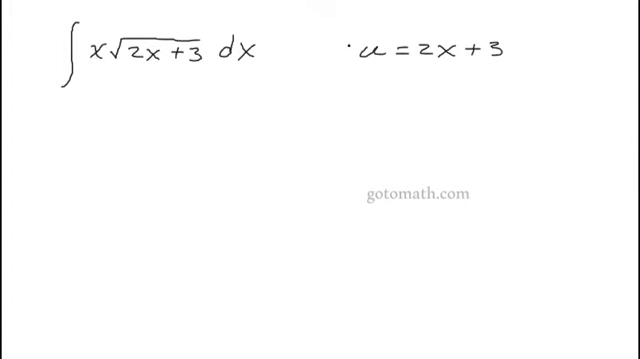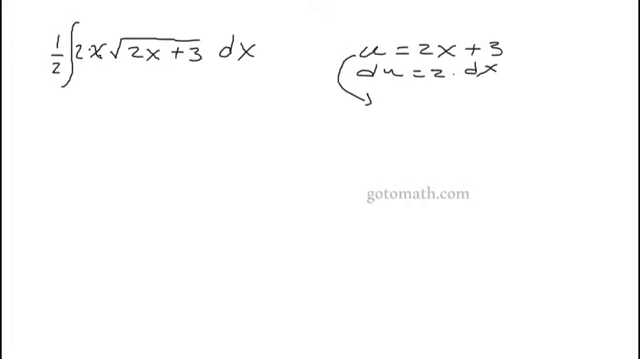Now let's go ahead and take the derivatives. We have du is equal to 2 dx. Now I'm going to do something here. There we have a 2 dx, but we don't have a 2 in here, we've just got a dx. We're going to end up writing a 2 in here, but we have to remember to put a half outside.